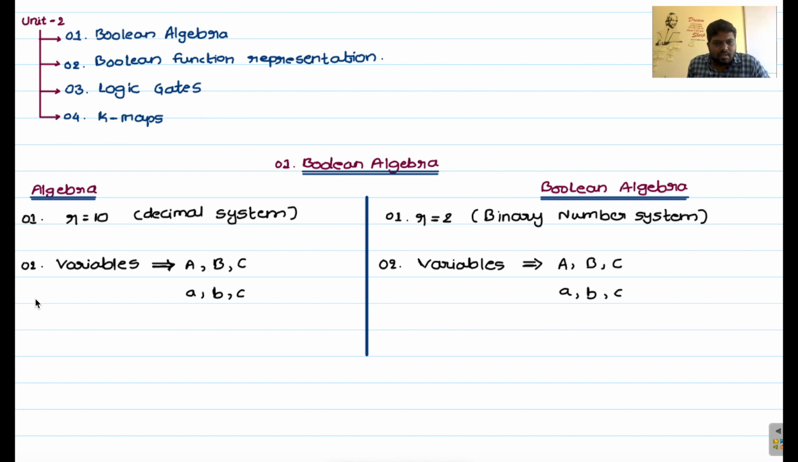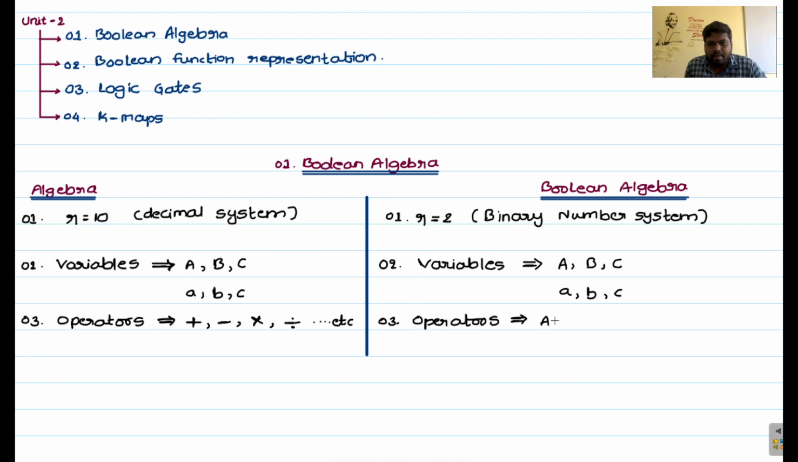So now for the third difference, here we are using operators like plus, minus, multiplication, and division, etc. And in Boolean algebra we are using operators. Here the operators are the AND operation, the OR operation, and the NOT operation. These are the three basic operators, right?